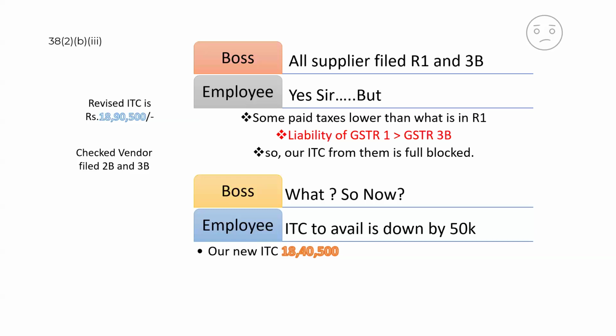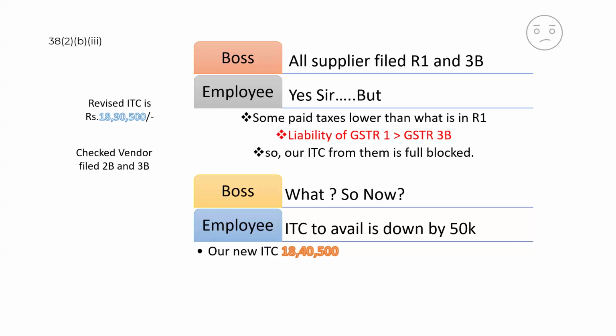So the next condition is GSTR 1 liability. Whatever invoices are uploaded by the supplier in GSTR 1, if the tax liability in GSTR 1 is much more than the tax liability paid in GSTR 3B, then again there will be a restriction. Here also they are going to prescribe a percentage. As per section 38(2), if the difference between 1 and 3B exceeds that percentage, then ITC from such suppliers will be restricted in the hands of the recipient. So the supplier has to file his GSTR 1 and 3B properly.